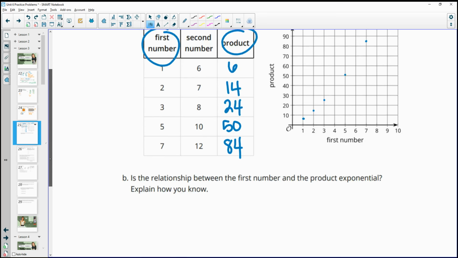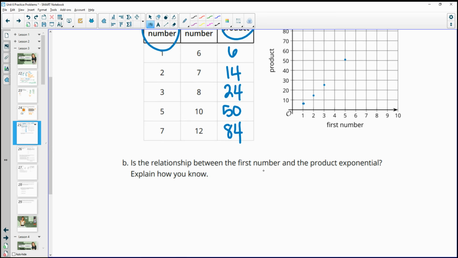So then it says, is the relationship between the first number and the product exponential? And remember that this means you'll have a common factor, or you'll multiply by the same number to get each of these, the next one. So you want to make sure that you compare the same jump in x. So this goes up 1 and this goes up 1. So I'm going to compare these products right here.